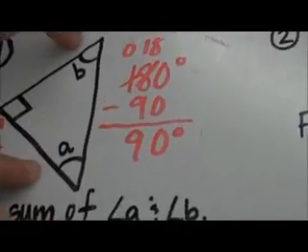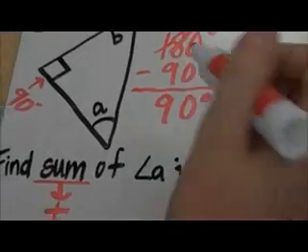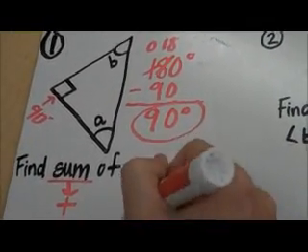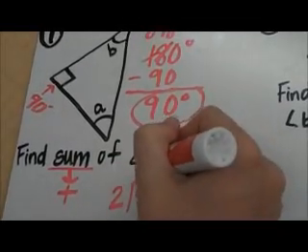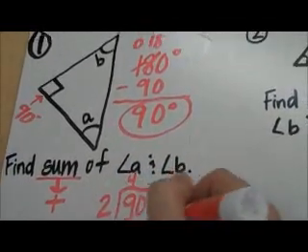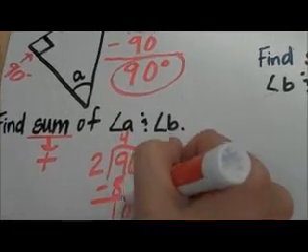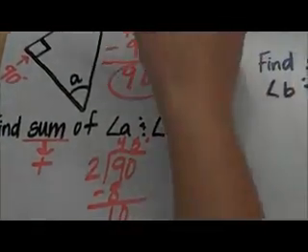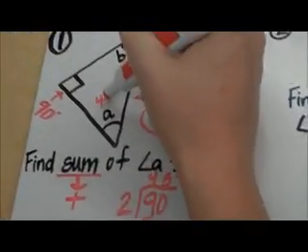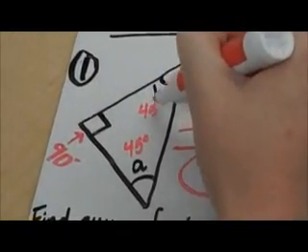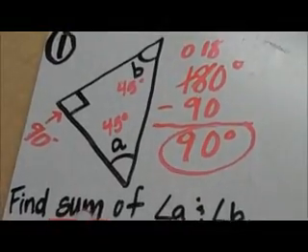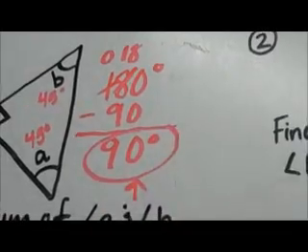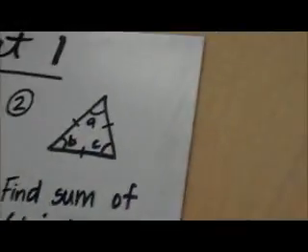Like we just said, we have to assume that they are equal, so we can take this 90 degrees and divide it by 2, and I get 45 degrees. So angle A is 45 degrees, angle B is 45 degrees, and we already know the sum of angle A and angle B is 90 degrees. Okay, let's look at this second one.